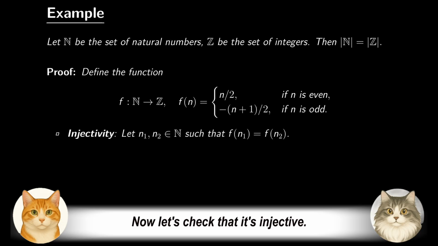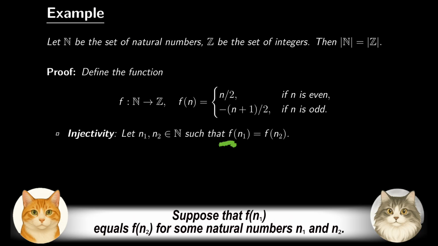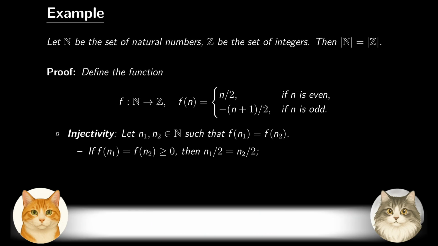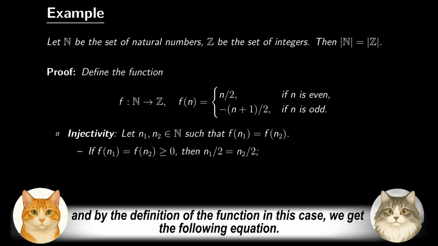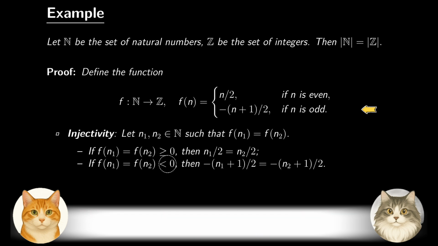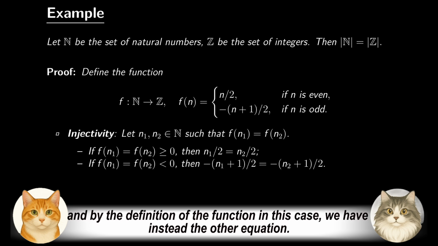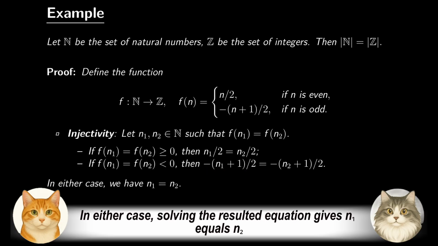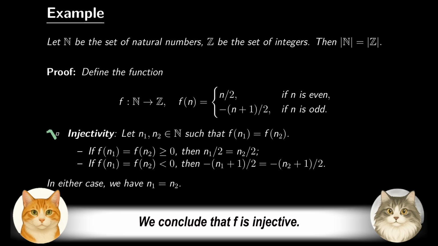Now let's check that it's injective. Suppose that f(n1) equals f(n2) for some natural numbers n1 and n2. If the common function value is non-negative, then both n1 and n2 must be even, and by the definition of the function in this case, we get the following equation. If this common function value is negative, then both n1 and n2 must be odd, and by the definition of the function in this case, we have instead the other equation. In either case, solving the resulting equation gives n1 equals n2. We conclude that f is injective.